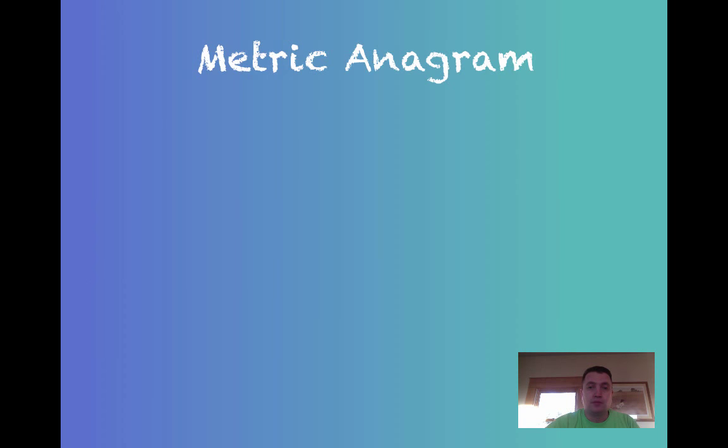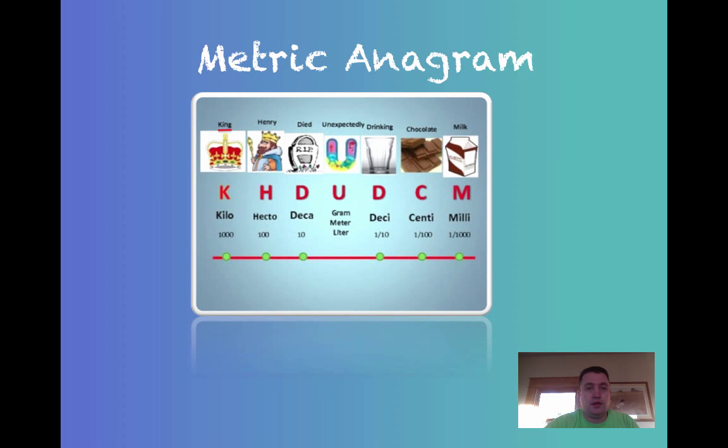Okay, so there's a little metric anagram. I went through this last year with some kids, and they found it helpful. So let's take a look at it. The anagram goes like this: King Henry died unexpectedly drinking chocolate milk. Each one of those stands for something. K for king is kilo, Henry is hecto, died is deca, and then unexpectedly is our unit here. In this case it could be gram, meter, or liter, but since we're dealing with measurement of length, that's going to be meter. Drinking is deci, chocolate is centi, and milk is milli. So King Henry died unexpectedly drinking chocolate milk is a way to think about the order of the steps that we take a look at.